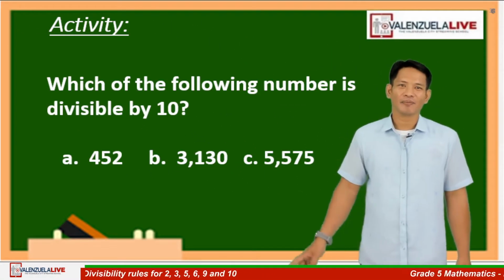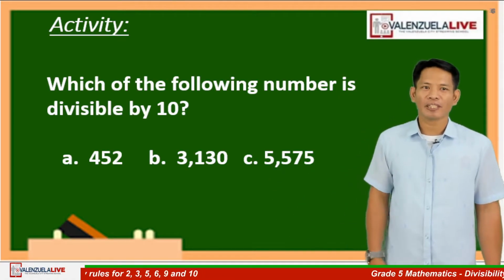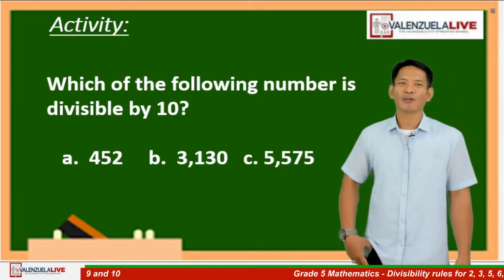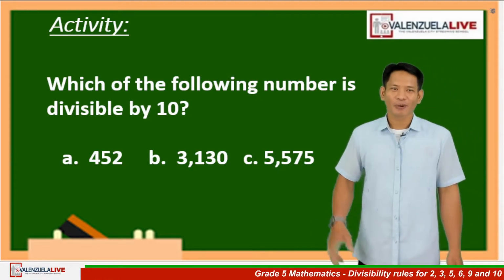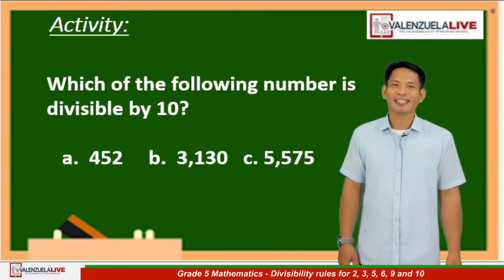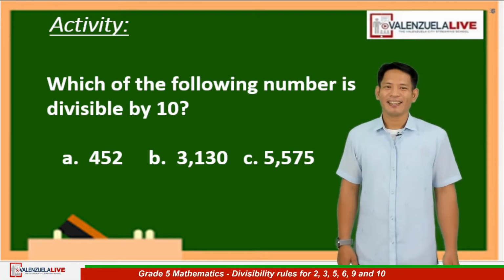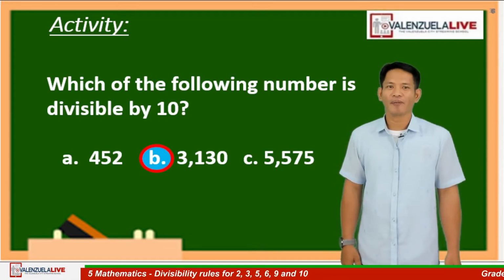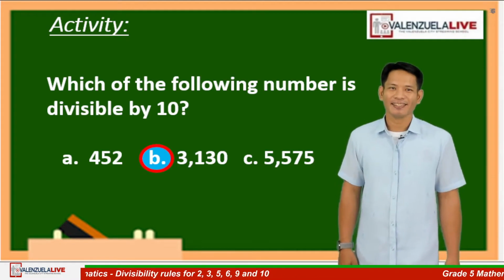Let's have an activity, grade 5. Which of the following numbers is divisible by 10? Is it A, 452, B, 3,130, or letter C, 5,575? What's your answer? Okay. If your answer is letter B, then you are definitely correct. Next one.